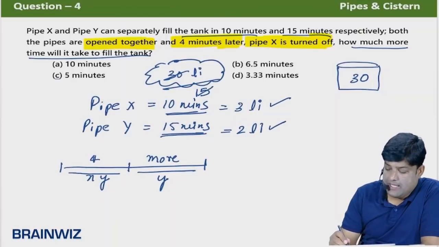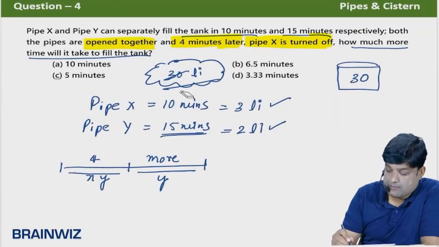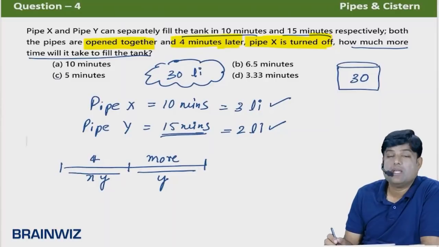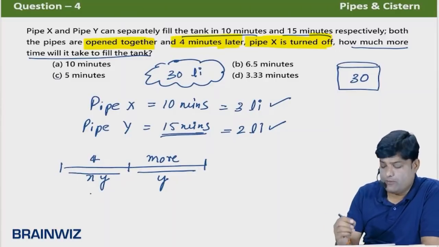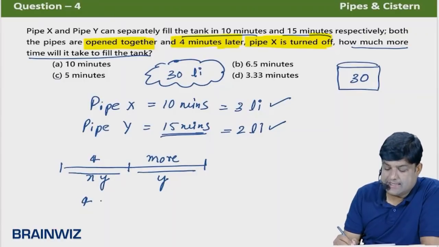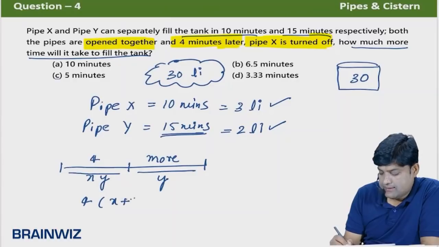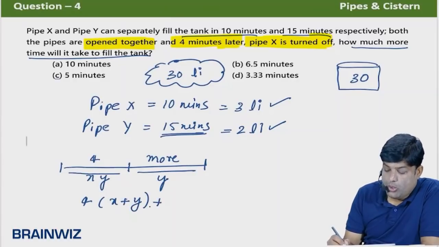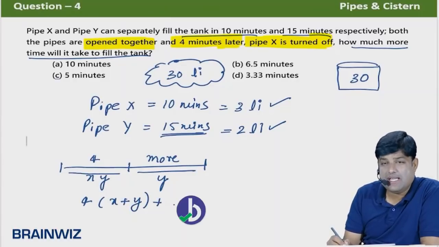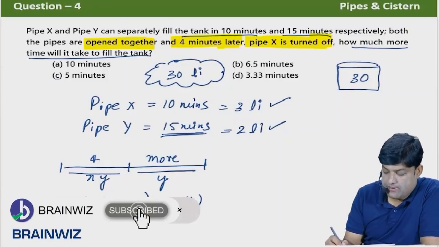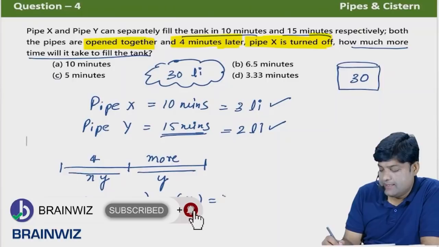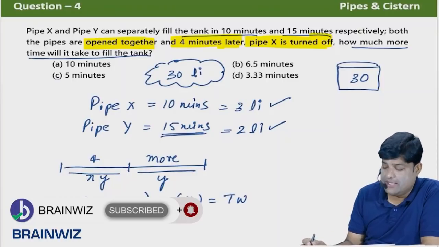Now X and Y are working together for 4 minutes. Plus, now who is left? Pipe X is gone, and Y is working alone. For how much time? Till the tank is completed, the total capacity of the tank.